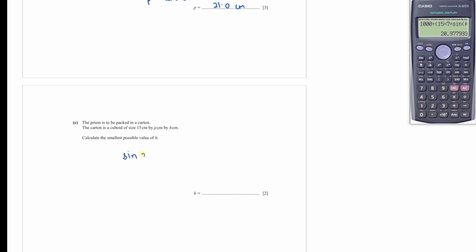So sine of 27 will be h over 14. And let's calculate h here. Sine 27 multiplied by 14. So this h will be 6.36 in three significant figures, 6.36 centimeters.